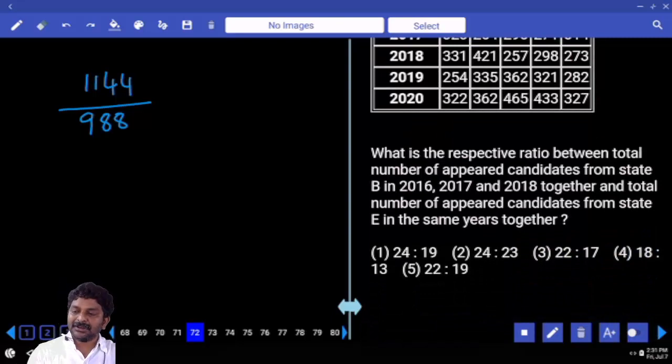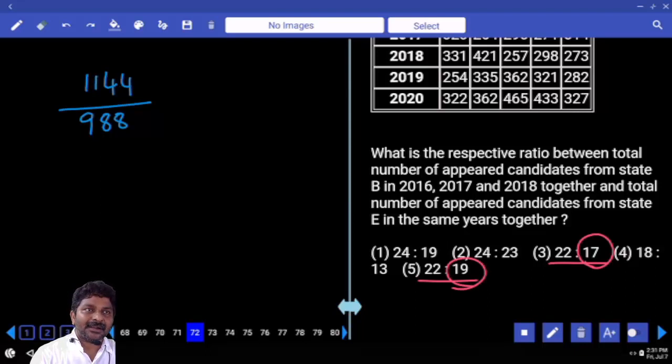Which option is suitable? Two options are there, right? Now if you observe your second number, one is 17, the other is 19, so now both are prime numbers. Now let's use one number and see. What should I pick, 17 or 19? 19. I'll first start with the denominator. What is 5 times 19?